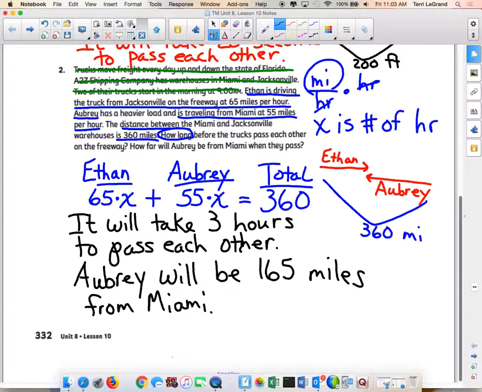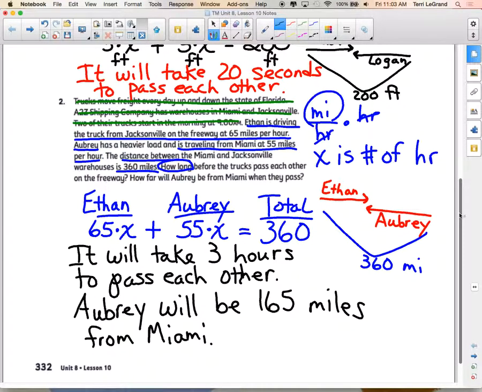Now the reason I didn't ask us to talk about reasonableness with the 3 hours is because it's kind of hard to make sense of the 3 hours, but now that they asked us the second question, do you think 3 hours seems reasonable? Because it says Aubrey will be 165 miles from Miami and we already decided who's going to go more miles. We already decided Ethan's going to go more miles because he's driving faster. So would Ethan be driving more miles? Can anybody tell me how many miles Ethan would be driving?